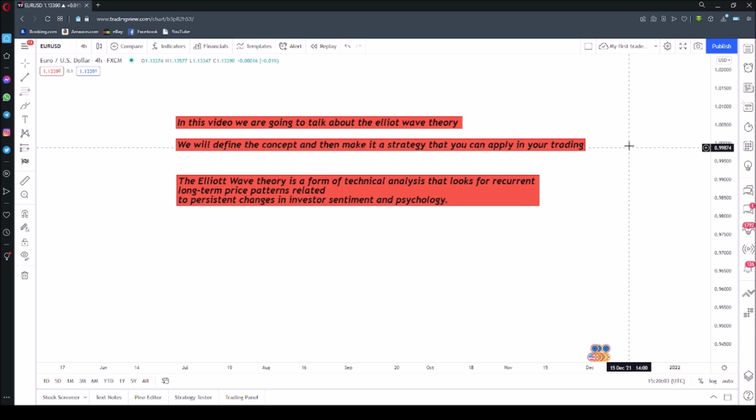In this video, we are going to talk about the Elliott Wave theory. We'll define the concept and then make it a strategy that you can apply in your trading. So the Elliott Wave theory is a form of technical analysis that looks for recurrent long-term price patterns related to persistent changes in investor sentiment and psychology. So these are just big words for nothing.